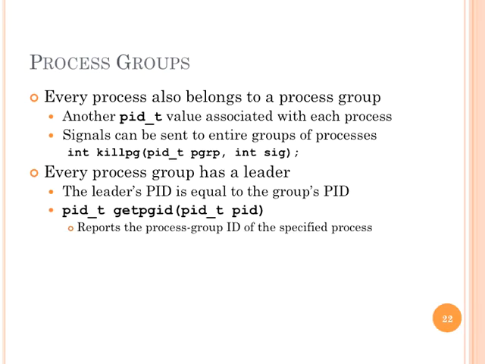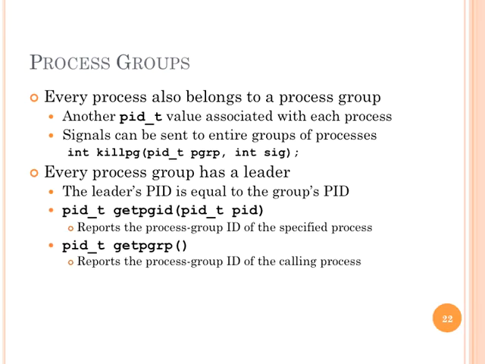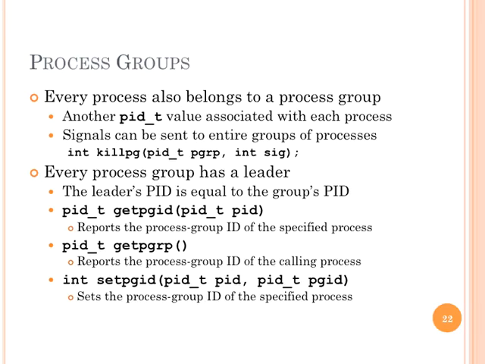And so you can call getpgid. That'll return the process group ID of the specified process. Notice you take a process ID for getpgid. You want to find out what process group another process is in. Or you can say, what group am I in? You can find that out as well.